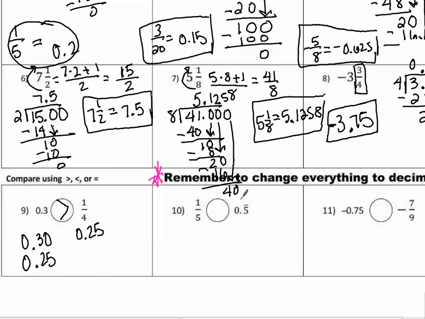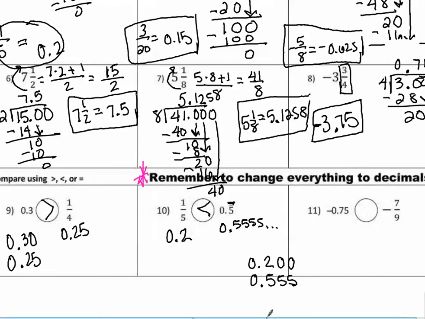Number 10 has a repeating decimal. The reason you know that is because it has this line right here. That means your 5 is going to keep going and never stop. 1/5 as a decimal is going to be 2/10. Again, stack them so you can compare. Add zeros on the end if you need to make them the same length. 2/10 is less than 5/10 repeating.